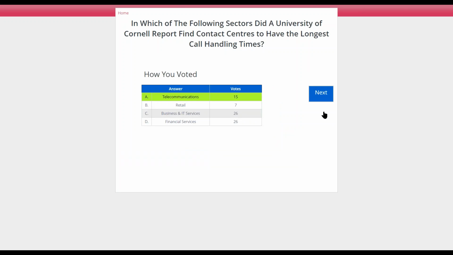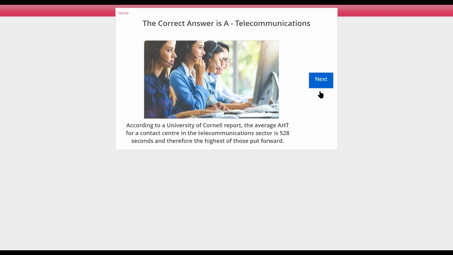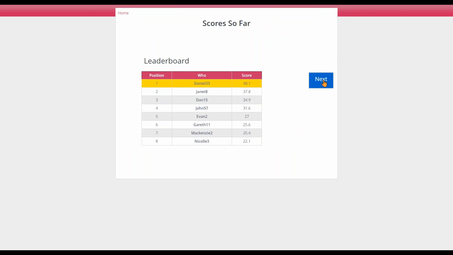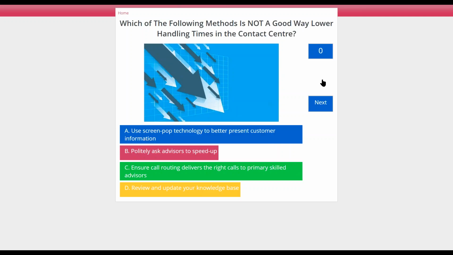The answer there, actually, most people got this one wrong. The answer is A, telecommunications. According to the University of Cornell report, the average AHT for contact centers in the telecommunications sector is 528 seconds, which was the highest of that group. So Daniel's still in the lead here, but Janet's catching up fast.